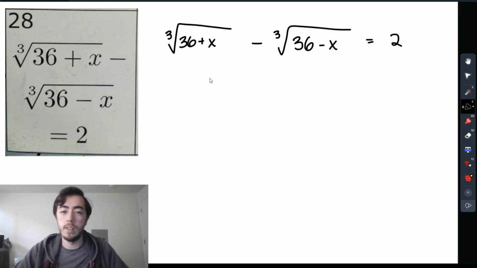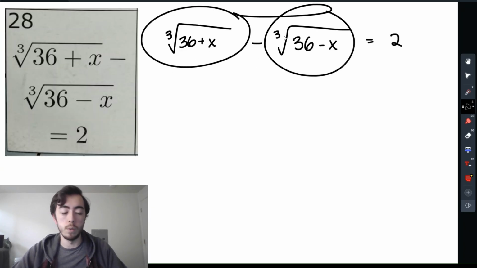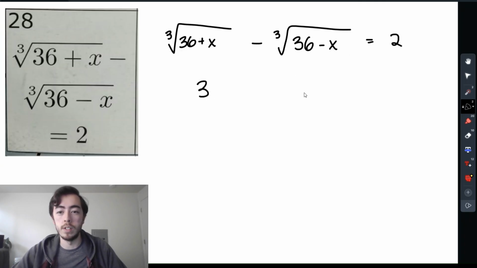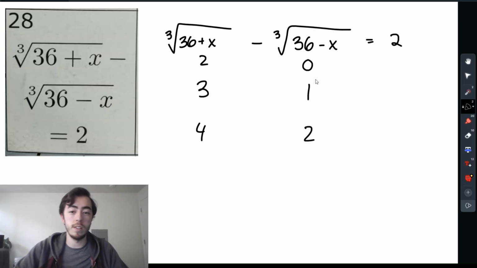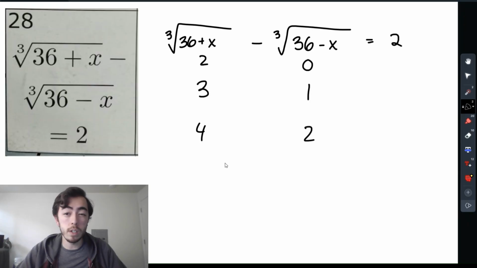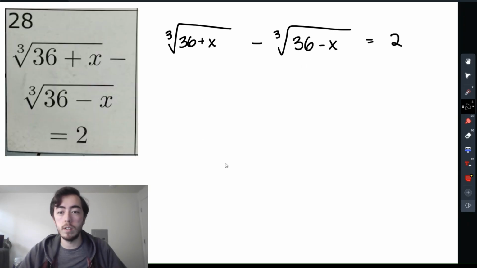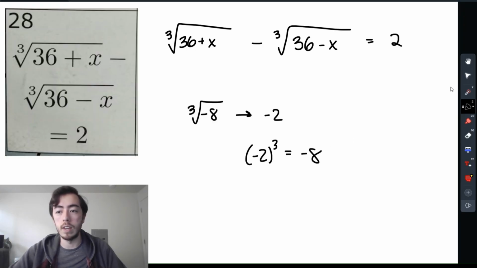So the first thing that I'm noticing is that we just have two numbers here whose difference is 2. For example, the answer could look like 3 minus 1 or 4 minus 2, or 2 minus 0 could be a potential answer. Maybe we could look in the negatives also, because cube roots can return negative values. For example, the cube root of -8 is -2, because equivalently we could cube -2 and get -8.